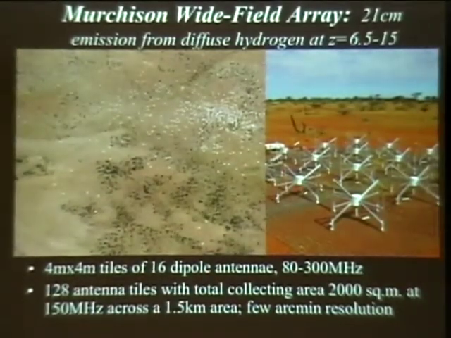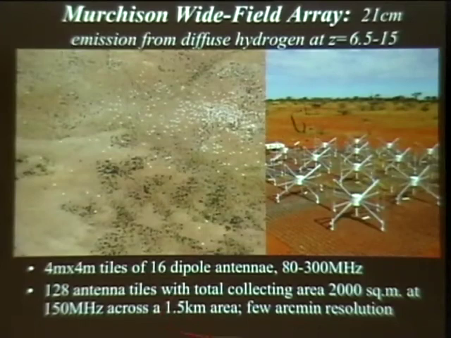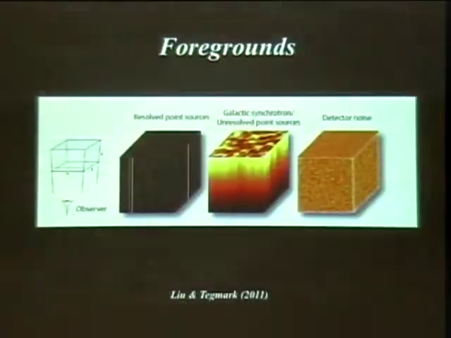And this is an example of the hardware in one of the experiments, the Murchison Widefield Array in Australia. It will eventually have many tiles, 128 tiles of 16 dipole antennas each. And this is an example of a tile, and that's how the final experiment would look. So the group is working towards building the final experiment, and within the next few years, we expect to get some interesting results. And this array is spread over an area that has a characteristic size of a kilometer with a few arc minutes resolution on the sky.